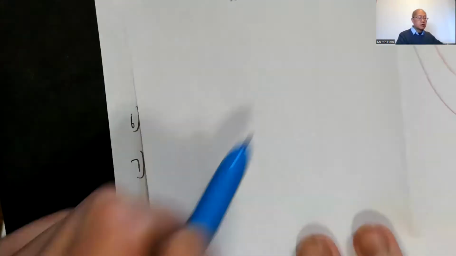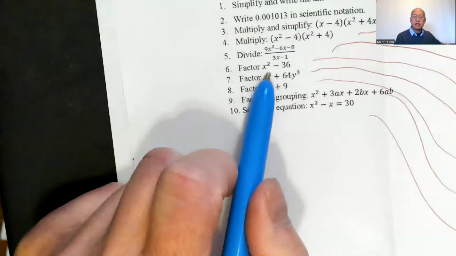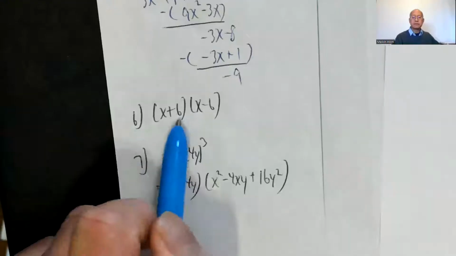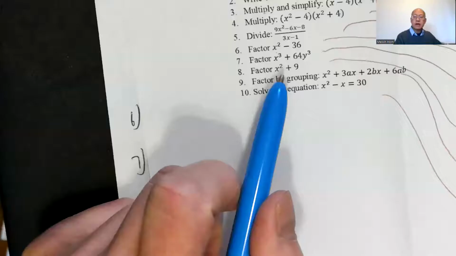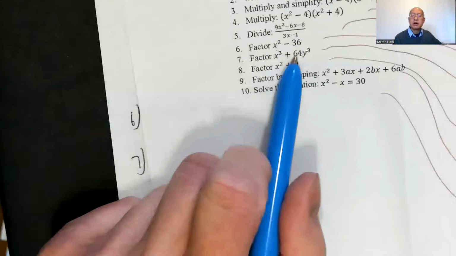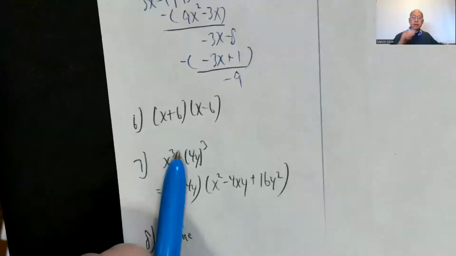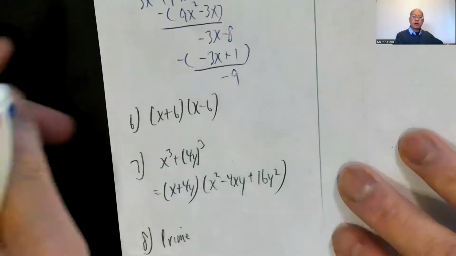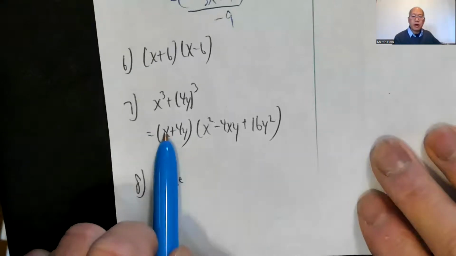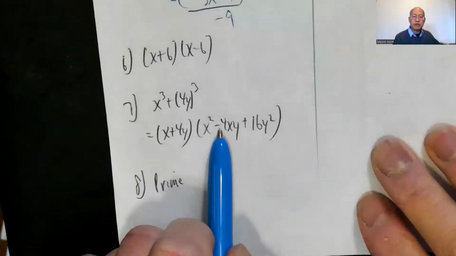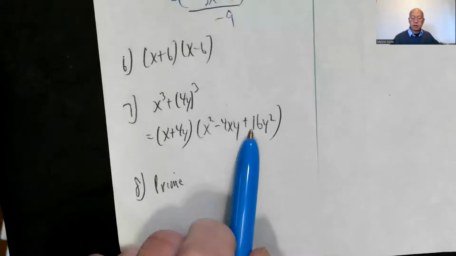Number 6, this is the difference of 2 squares. So that's x plus 6, x minus 6. Number 7, treat this as x cubed plus 4y in parentheses cubed. So by formula, that's x plus 4y, then x squared minus 4xy plus 16y squared.